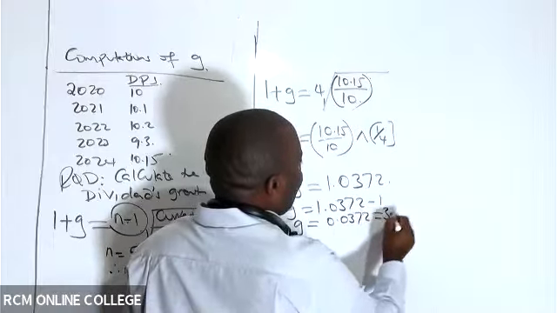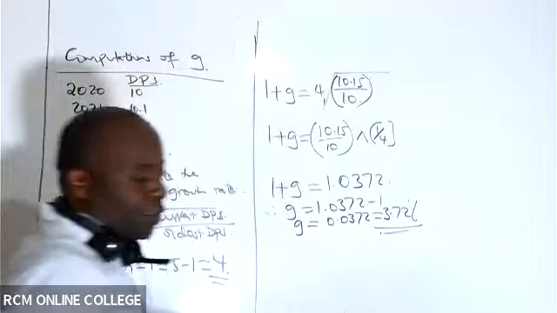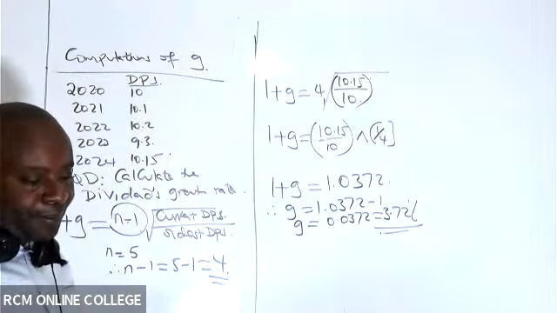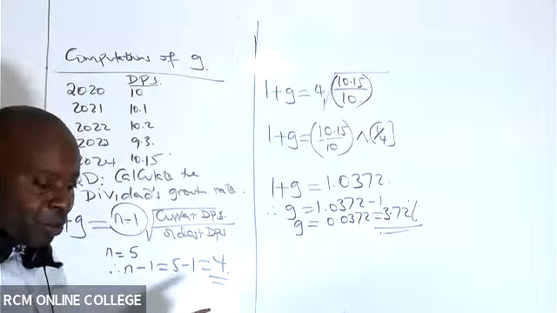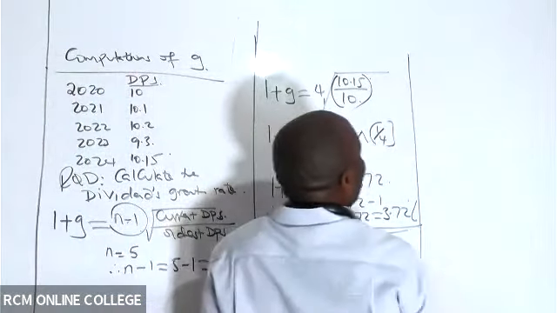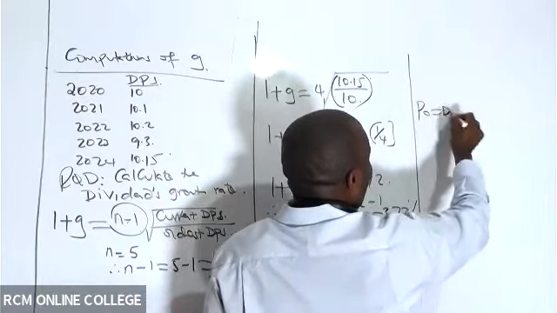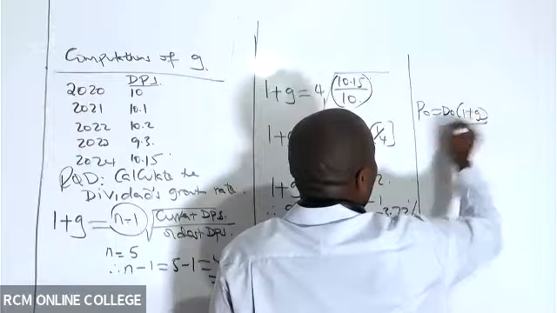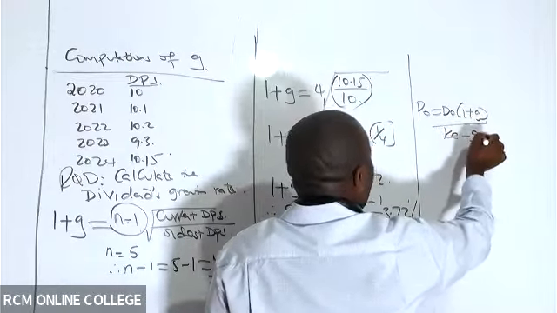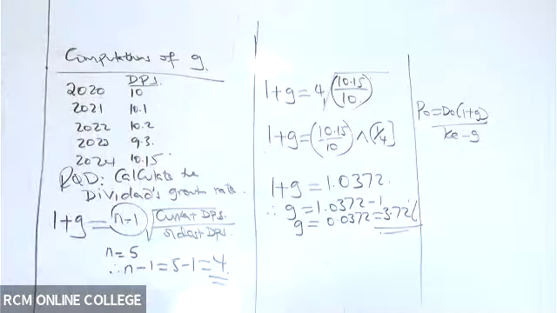Which will be the same as 3.72 percent. So we've been able to get the growth rate, which we should be able to use. When we'll be talking about valuation of a firm, you'll see P0 = D0 (1 + G) over cost of equity. So this G, nobody will ever give you the G. You must know how to calculate it.